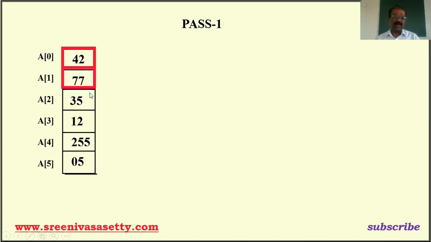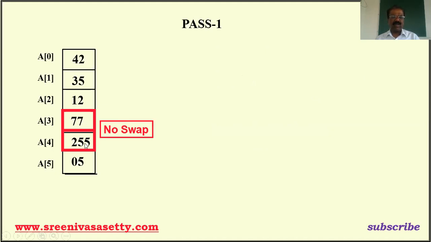Now we have to compare 77 with 35. Once again, the first number is larger, the second number is smaller. It requires a swap, that is exchange. Then compare this with this. It requires exchange. Then compare this with this. Here the first number is smaller, the second number is larger. It's already in ascending order. Therefore, it won't require an exchange, means it won't require a swap. Therefore, no swap. The next is 255 and 05. Definitely the first number is larger, the second number is smaller. Therefore, it requires exchange, that is like this.